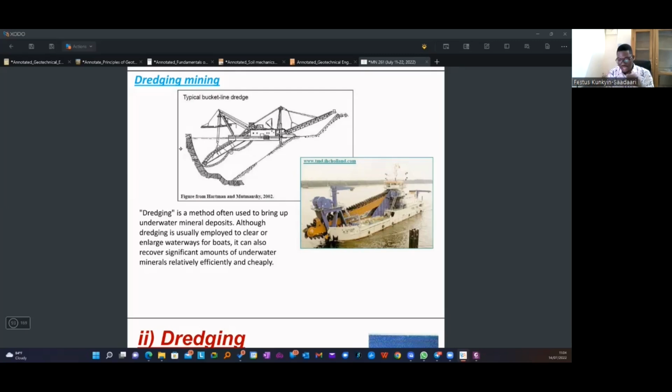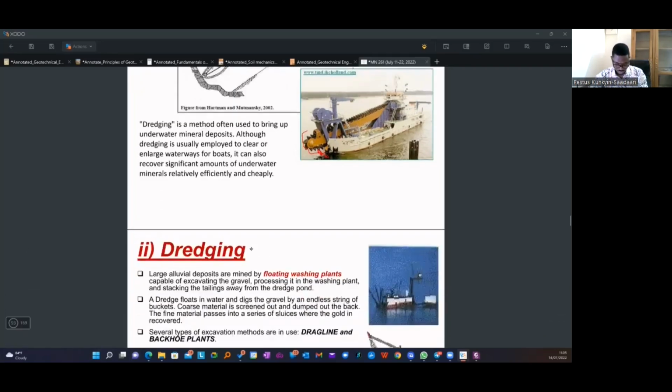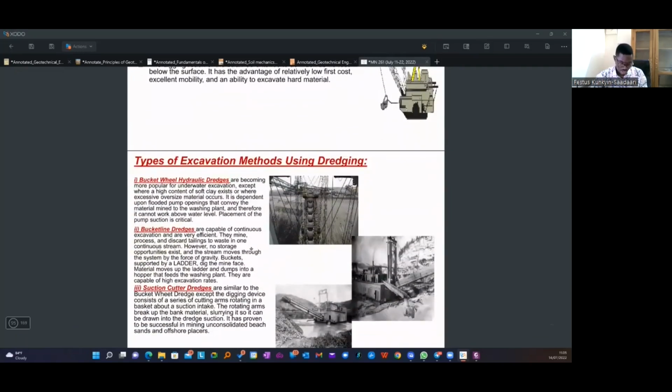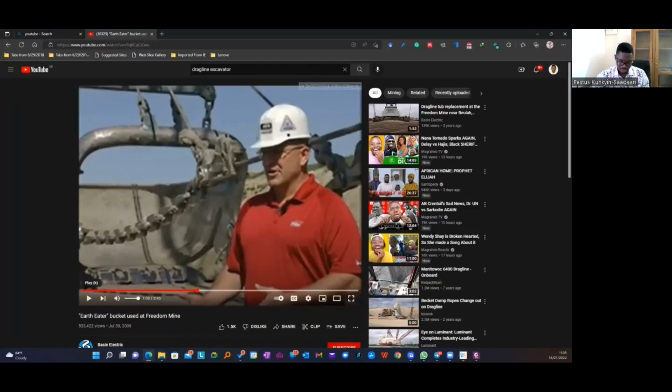But then we have another approach for mining. We saw something called the bucket wheel excavator that was scooping materials and traveling through a conveyor belt. But look at this one. This is also a bucket dredge. Well, let's see if we can get a video of how a dredge looks. I want a bucket line dredge. Yes, so let me get the video for you.